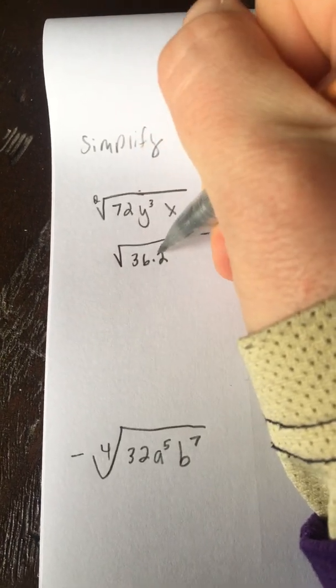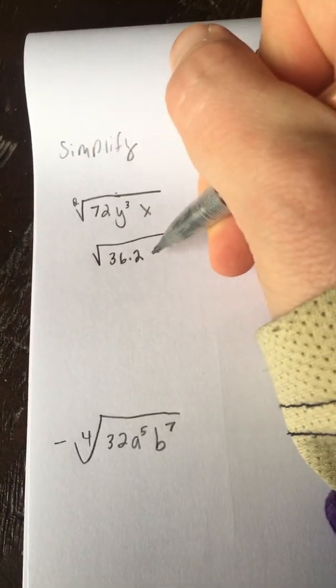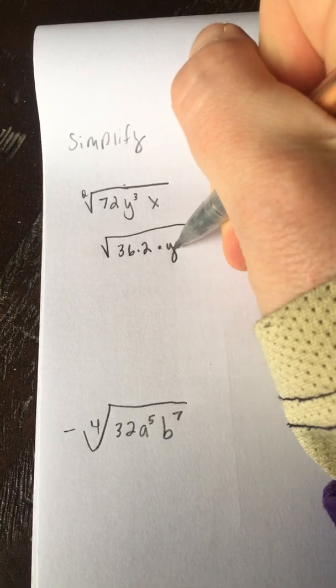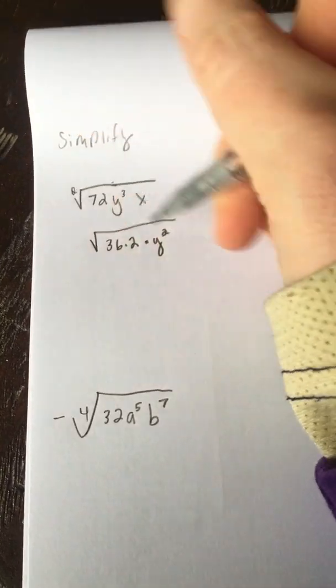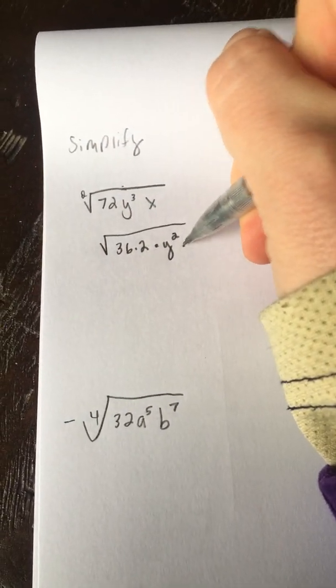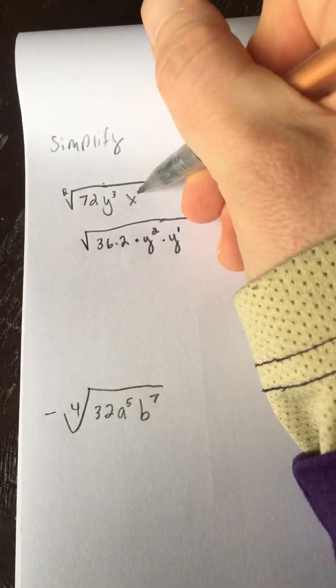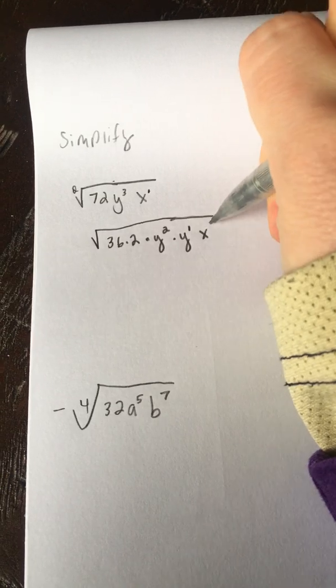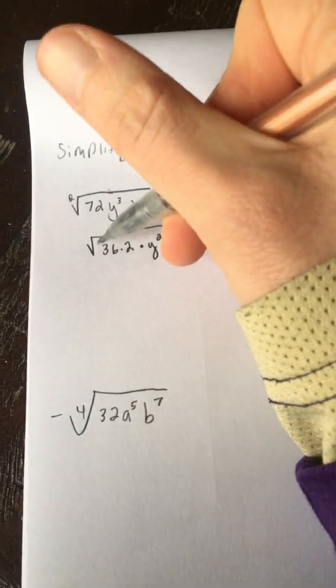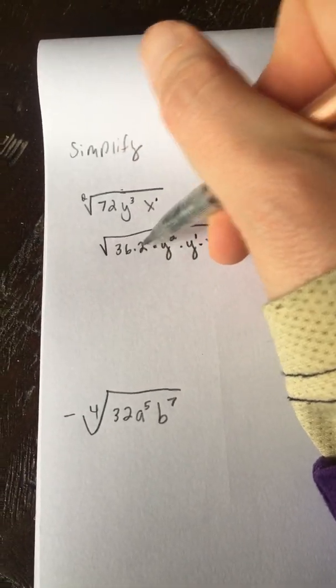I like to write the perfect and then the not perfect. For the y, I'm going to do the same thing. How am I going to write that? Well, I want to have y squared. That would be perfect, and then I have a total of 3, so I have to show the one that's not perfect. And then I just have x to the first. There's not enough x's to come out, so that's not perfect. So this is perfect and this is perfect. These 3 things are not.